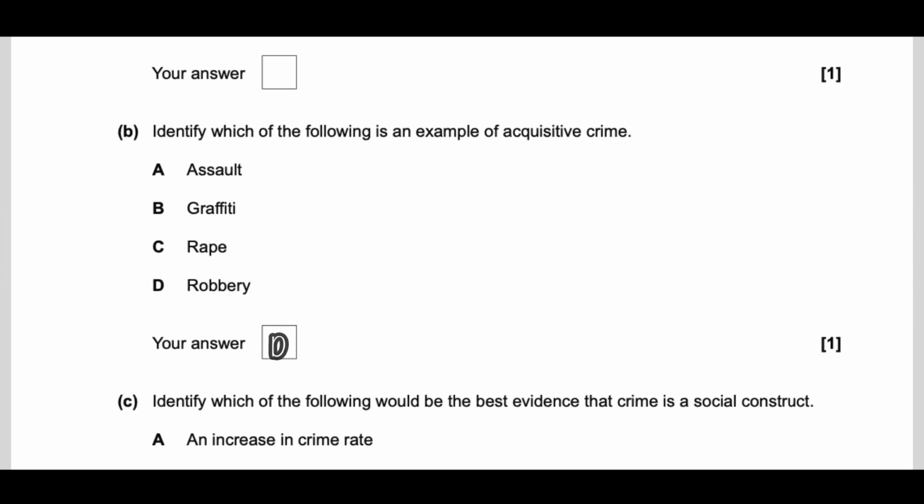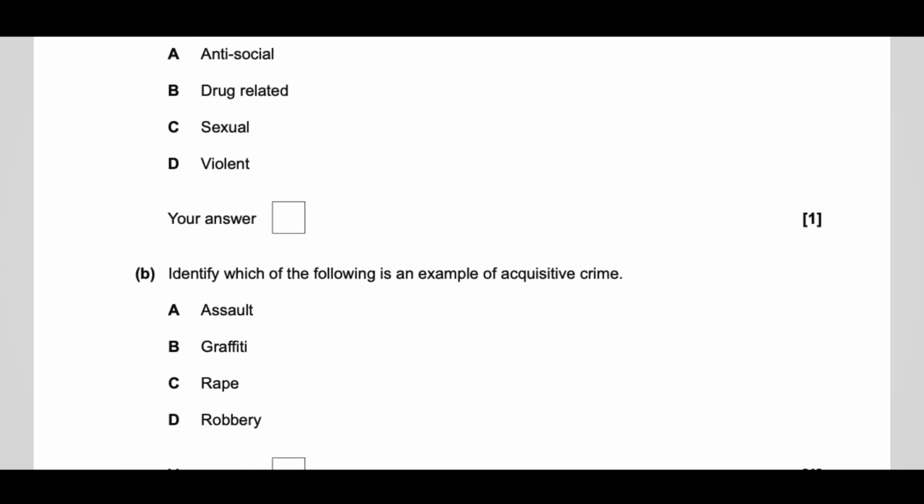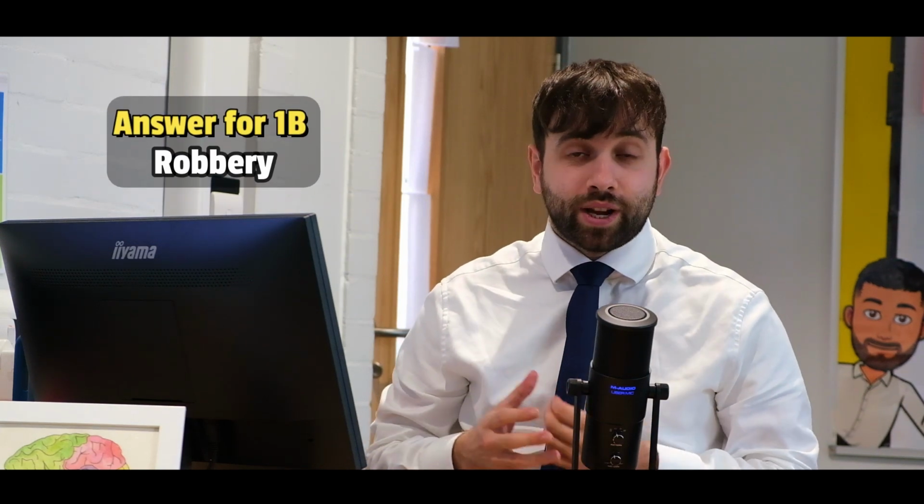Now, even if you didn't know that, again, we can maybe use the answers to number 1A to try and help us out with 1B. So for example, rape, that's probably a sexual crime, so we can get rid of that. Assault would be considered a violent crime. And then we've got graffiti and robbery. And if we're not sure about them, again, if we've crossed out two answers, at least we've got a nice little 50-50 there. Obviously, assault would be considered violent, graffiti would be considered an antisocial crime. So from there, we can work out that it's robbery.